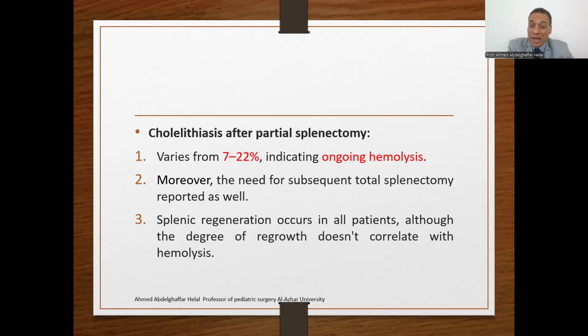Also, what about cholecystectomy after the partial splenectomy? It varies in the literature from about 7 to 22 percent, indicating there is still ongoing hemolysis. Moreover, the need for subsequent total splenectomy is reported in the literature by some authors. Also, splenic regeneration occurs in all patients, although the degree of regrowth doesn't correlate with hemolysis. So this is very important to understand about partial splenectomy. You take a benefit, however, you should know the drawback.